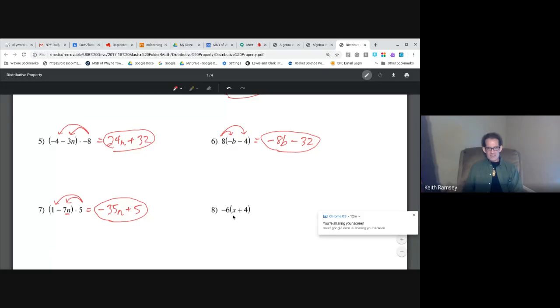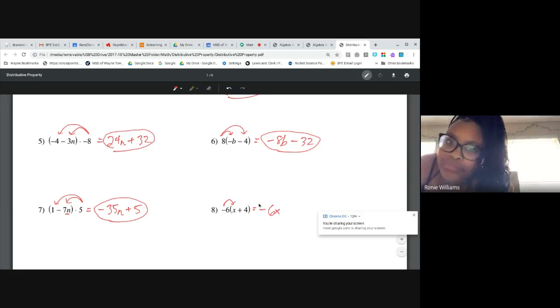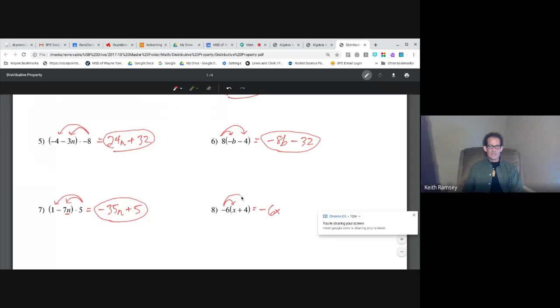Here I have an x with nothing in front of it. That's like saying 1x plus 4. So this means -6 times positive 1x. So negative times positive is -6x. And I have -6 times +4. Here again, a negative times a positive is -24. I check for like terms. This has an x, this doesn't. So it's simplified.